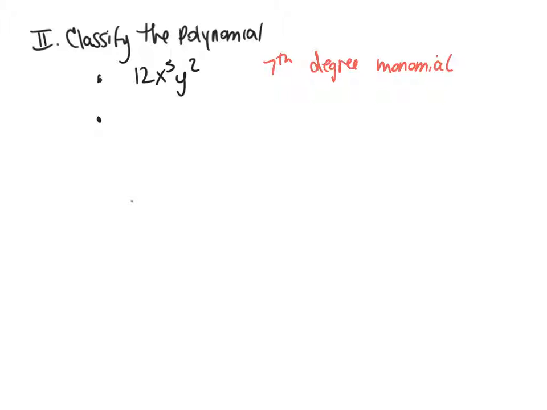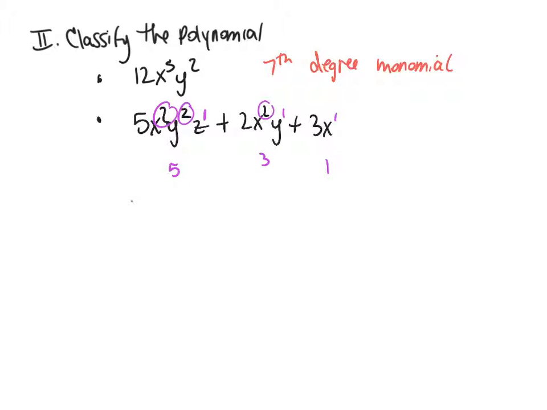Similarly, if I asked you to give me something like this, and I asked you to classify this one, you first have to figure out what each term's degree is. The first one is 2 plus 2 is 4 plus 1 is 5. This is 3, and this is 1. So this would be called a fifth. And how do I call the fifth degree? Quintic. Quintic trinomial.